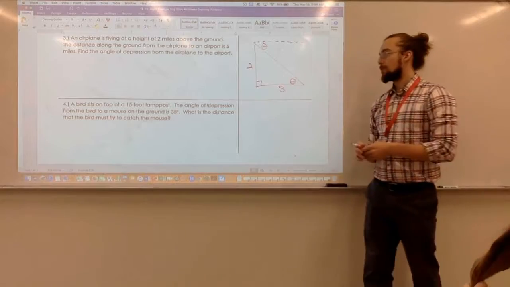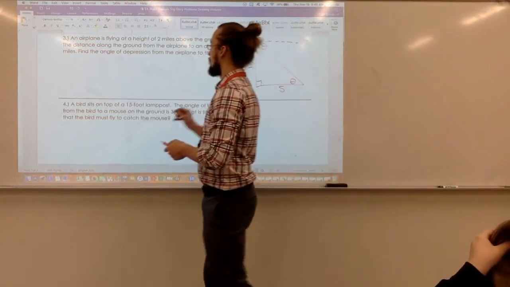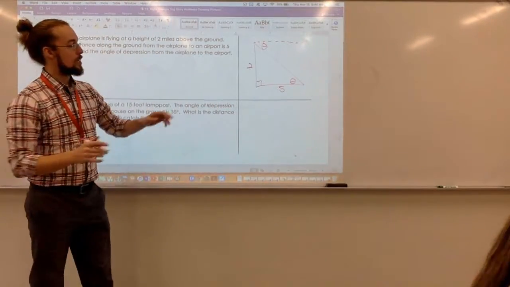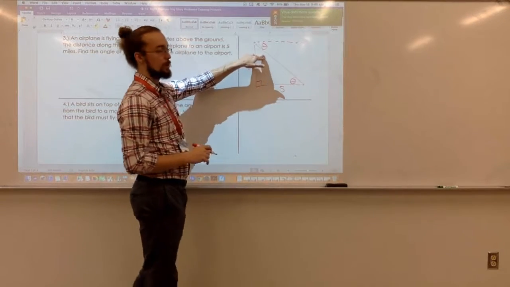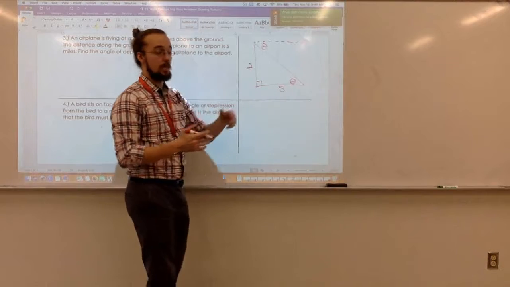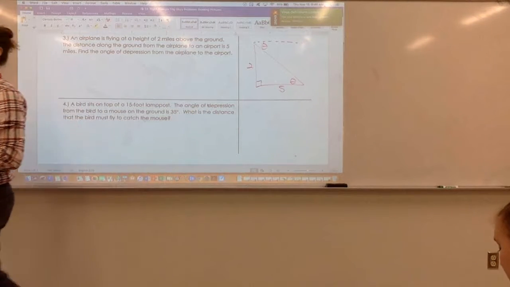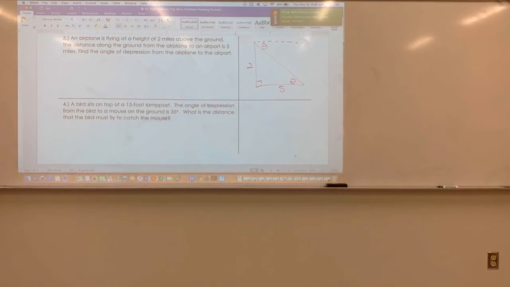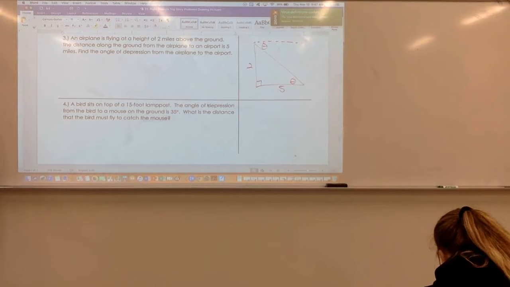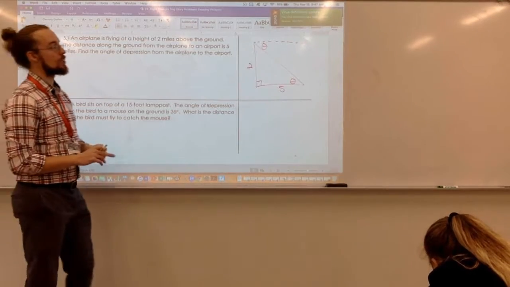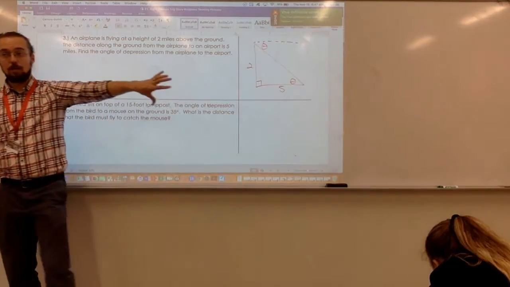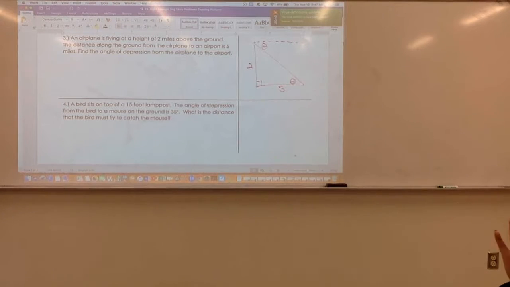What you have to be careful of on angle of depression problems is understanding that it's not this top angle inside of the triangle that we're solving for, it's actually this bottom angle, using that idea of alternate interior angles. So either way, it's going to be the bottom one. You okay on the setup for that one? Alright, let's take a look at 4 then.